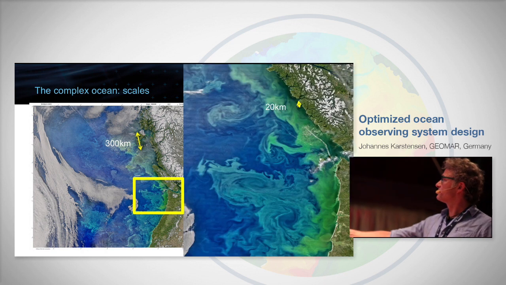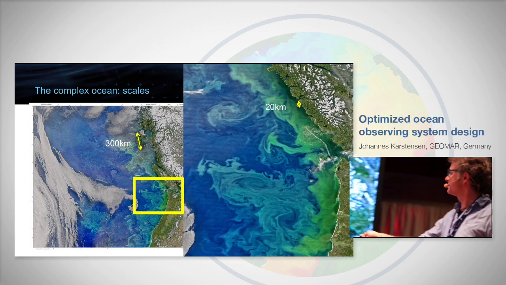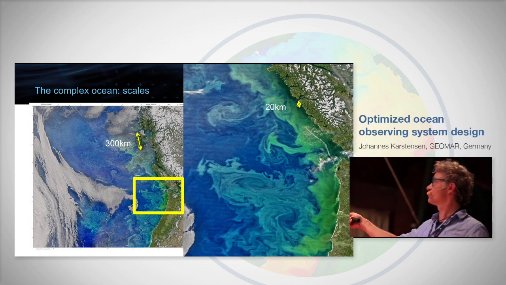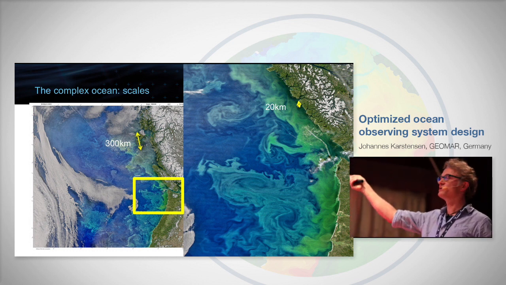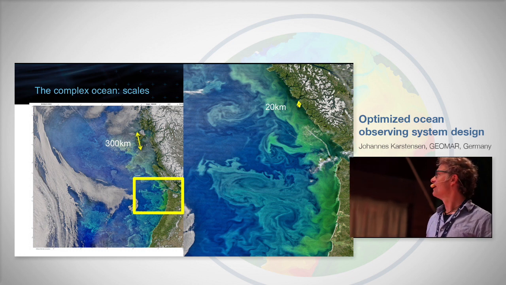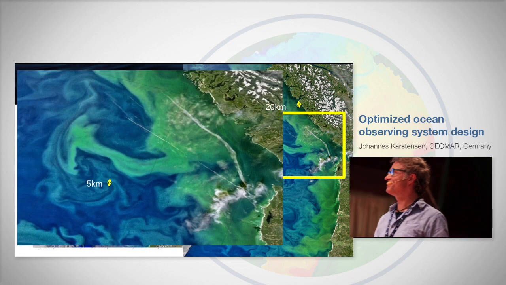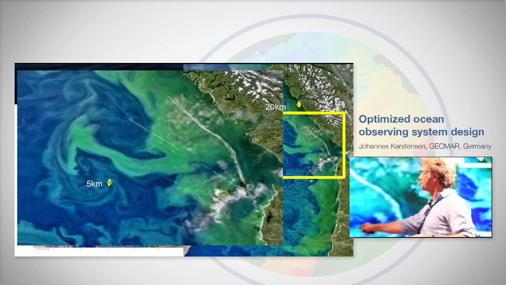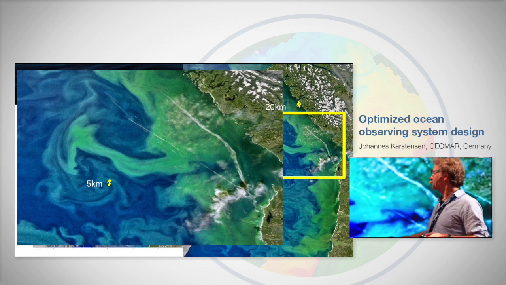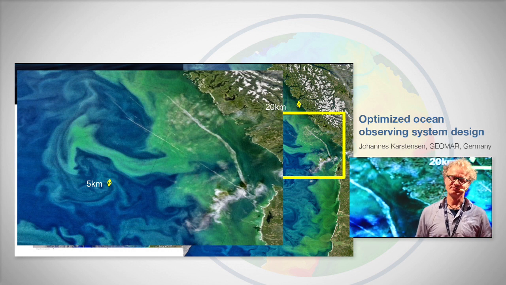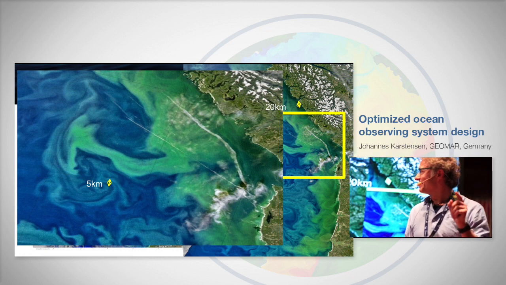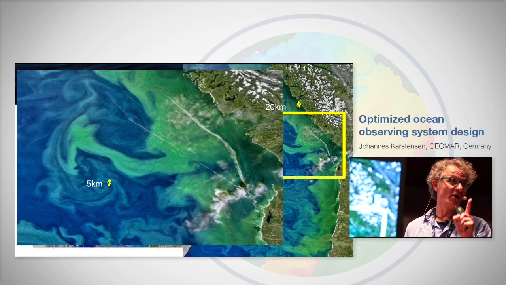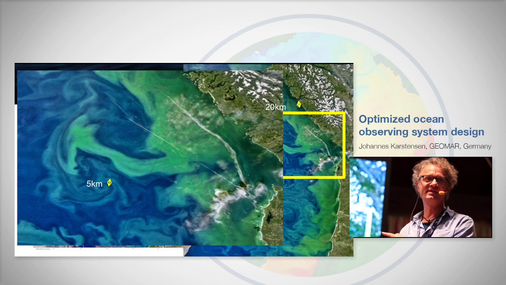If we zoom into a region like that, we can see that it's filled up with other features, for example these more or less 20-kilometer scales. And if we further zoom into that, we can see that filaments like that are also surrounded by other filaments which have even smaller scales. Again, this is biology in certain ways, what we see here.